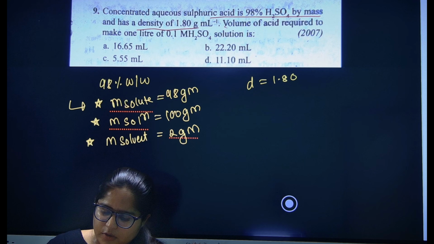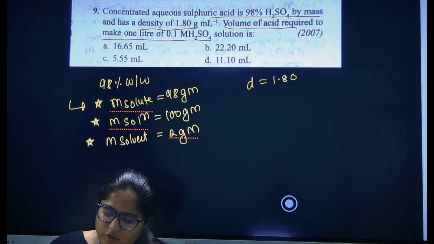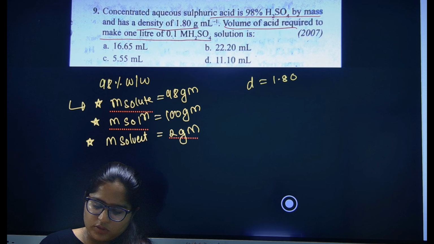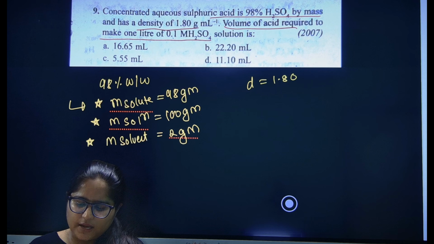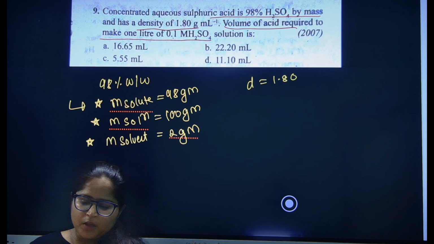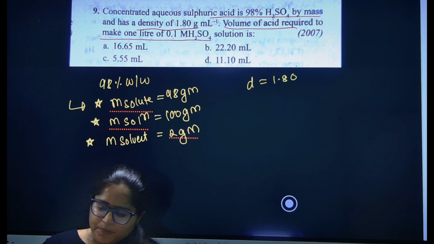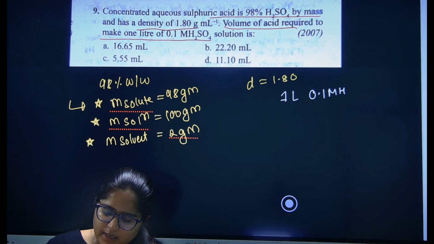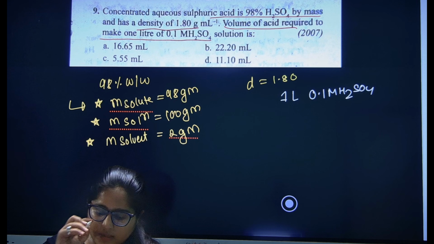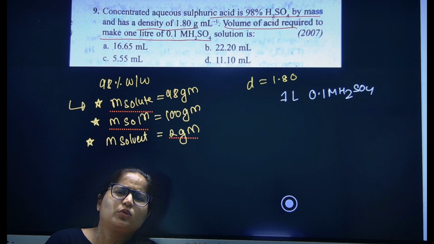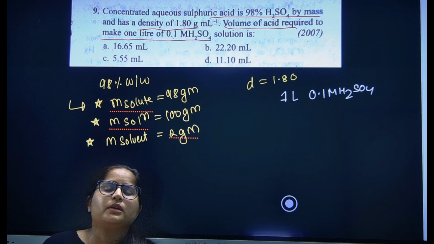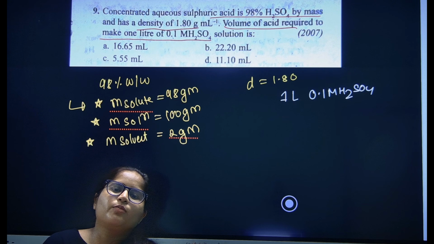Volume of acid required, see, volume they are asking: volume of acid required to make 1 liter of 0.1 molar H2SO4 solution. So they are asking you the volume of acid required to make this much, clear? I am writing the concentration here: 1 liter, 0.1 molar H2SO4. Whenever there is a comparison of two conditions, always remember the number of moles will be the same in both conditions.